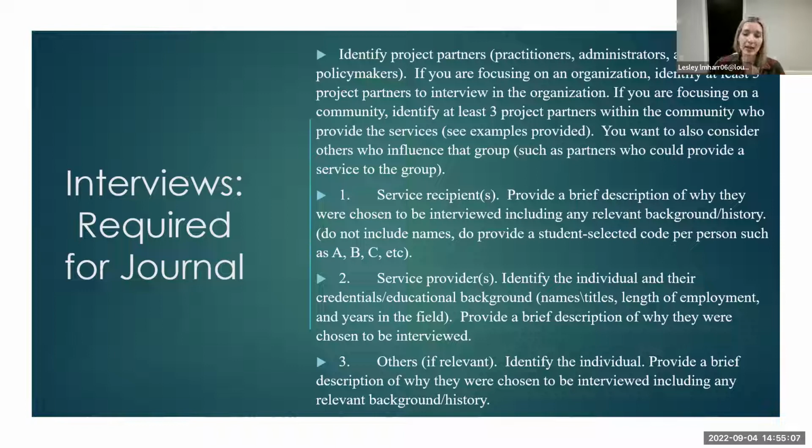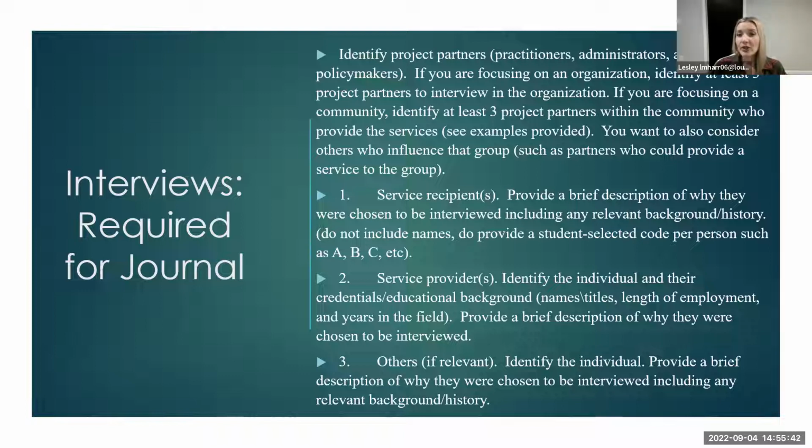I also think it's more in line with the ethics of this, because clients don't really get anything out of participating in the needs assessment. So it's more clear cut, I think, if you focus on workforce intervention. So you need your project partners. If you're focusing on an organization, you need to identify at least 3 project partners to interview. If you're focusing on a community, you can identify at least 3 project partners within the community who provide the services. There are some examples that we provide for you too.